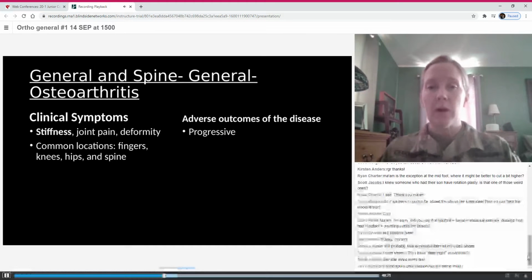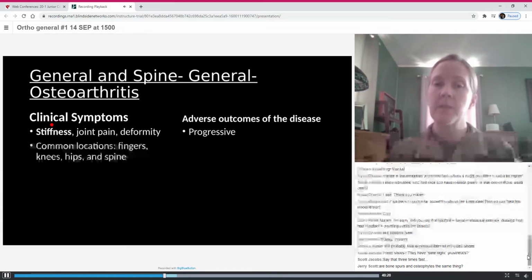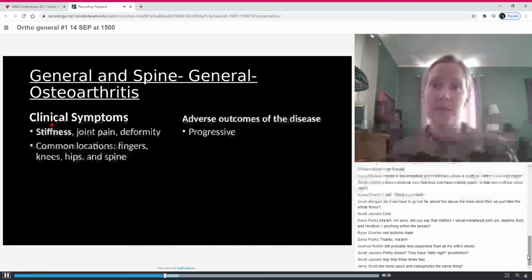Our clinical symptoms for patients with osteoarthritis are first going to be stiffness. In terms of trying to differentiate characteristics of a patient between these different types of arthritis, this is going to be one of them. They're all going to say that they have joint pain. Most of them are going to have deformity, but these folks are going to have stiffness that continues to increase over a period.